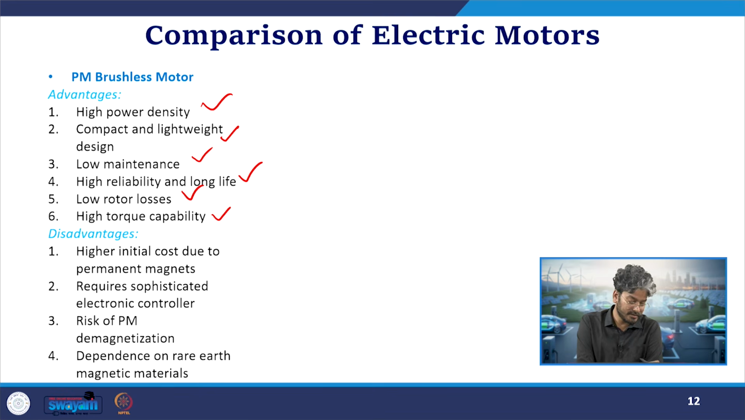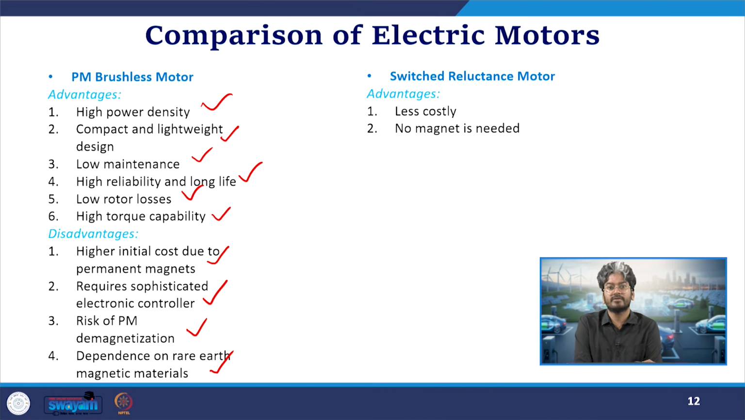The demerits of this motor: high initial cost due to the permanent magnet. Again here, although we have eliminated the brushes in the motor, it still has a higher initial cost, requires a sophisticated electronic controller, and carries a risk of demagnetizing our permanent magnet, plus dependency on rare earth materials. In India, we do not have any major source of rare earth materials, so we generally import those materials. So, these are the limitations of our PM brushless motor.